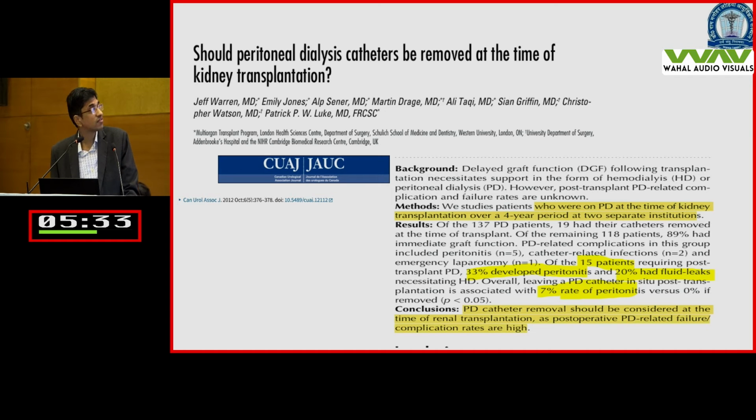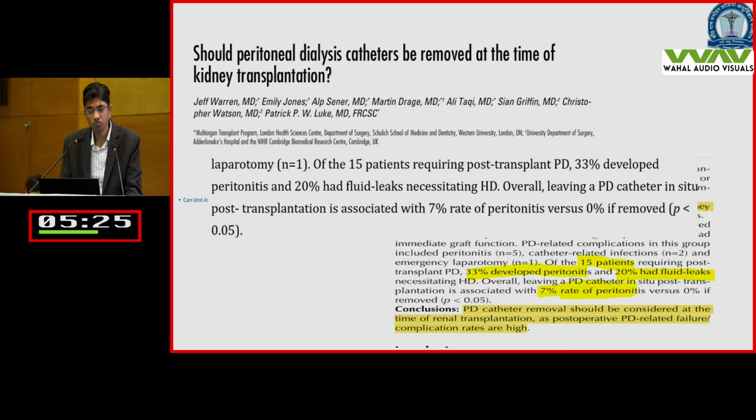One of the studies took around 137 PD patients, but they had a poorer outcome. They said that among 15 patients requiring post-transplant PD, almost a third developed peritonitis and 20% developed fluid leaks. So they suggested that it's best to remove the PD catheter and opt for hemodialysis if you at all require dialysis post-transplant.